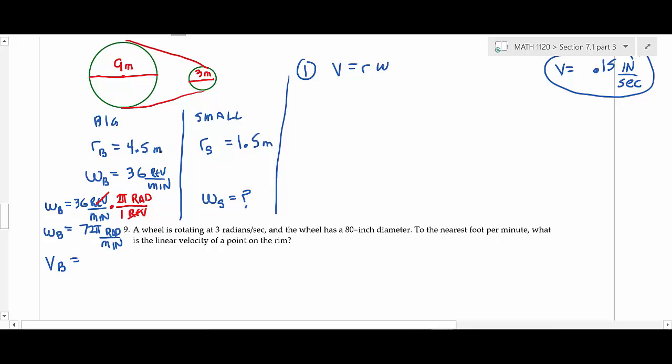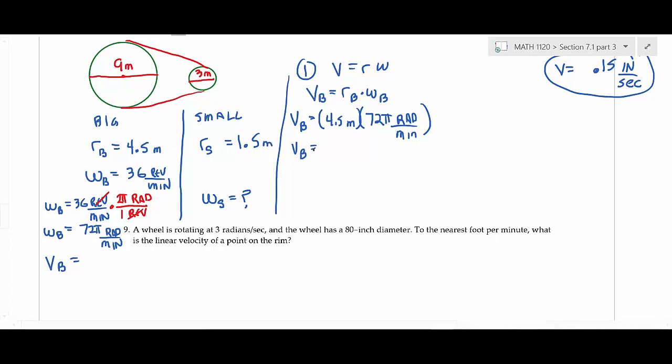So I already know R, and now I know omega, so I should be able to easily find the linear velocity. I'm going to write this as the linear velocity of the big circle is the radius of the big circle times the angular velocity of the big, like this. So let's do that. The radius is 4.5 meters. The angular velocity is 72 pi radians per minute. And then I'm just going to take my calculator and work out what 72 times 4.5 is.